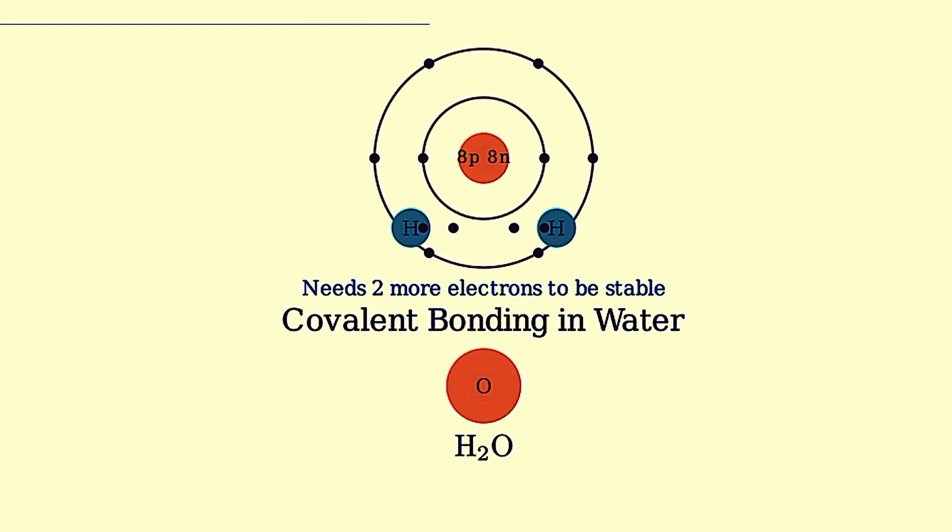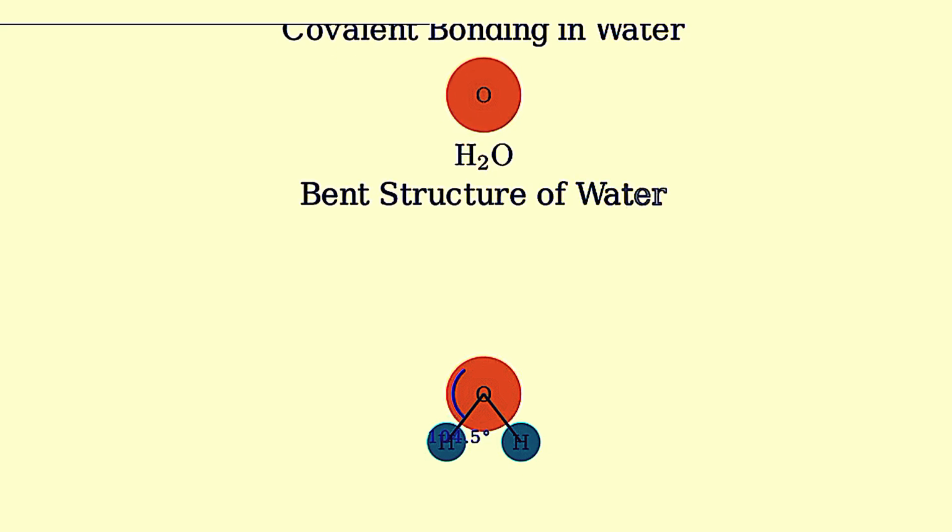This sharing allows each hydrogen to effectively have 2 electrons, a full shell, and oxygen to have 8 electrons in its outer shell, also a full shell. The water molecule doesn't have a linear structure, though, due to the arrangement of electrons around the oxygen atom. Water has a bent structure with an angle of approximately 104.5 degrees between the 2 hydrogen atoms. This bent structure gives water some of its most important properties.